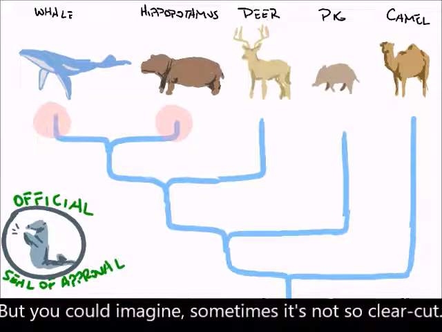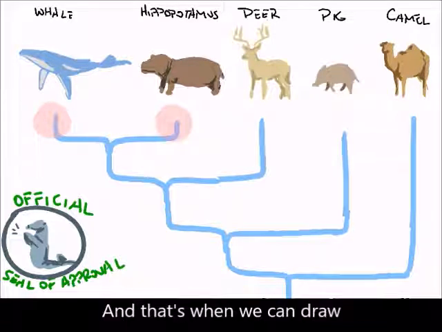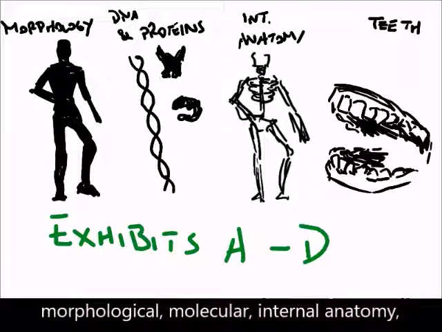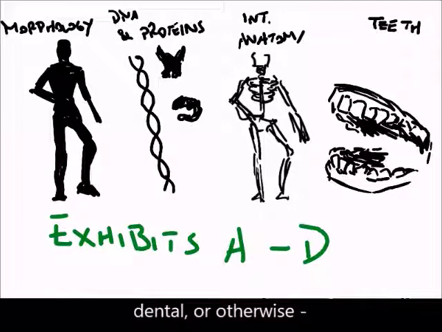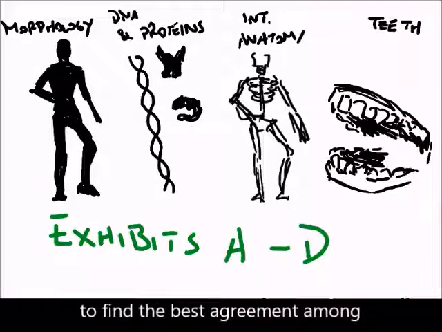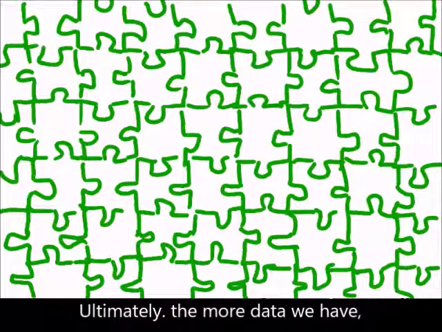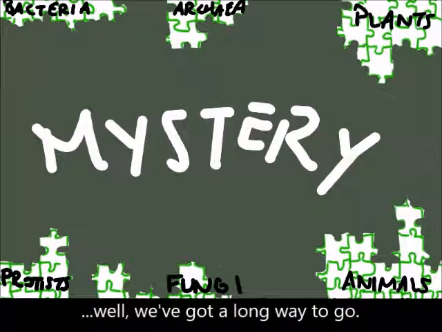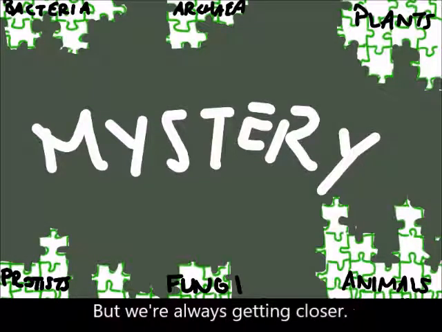But you could imagine, sometimes it's not so clear-cut, and that's when we can draw from a variety of sources, morphological, molecular, internal anatomy, dental, or otherwise, to find the best agreement among the trees we construct from them. Ultimately, the more data we have, the more of this puzzle we can fill in, and, well, we've got a long way to go. But we're always getting closer.